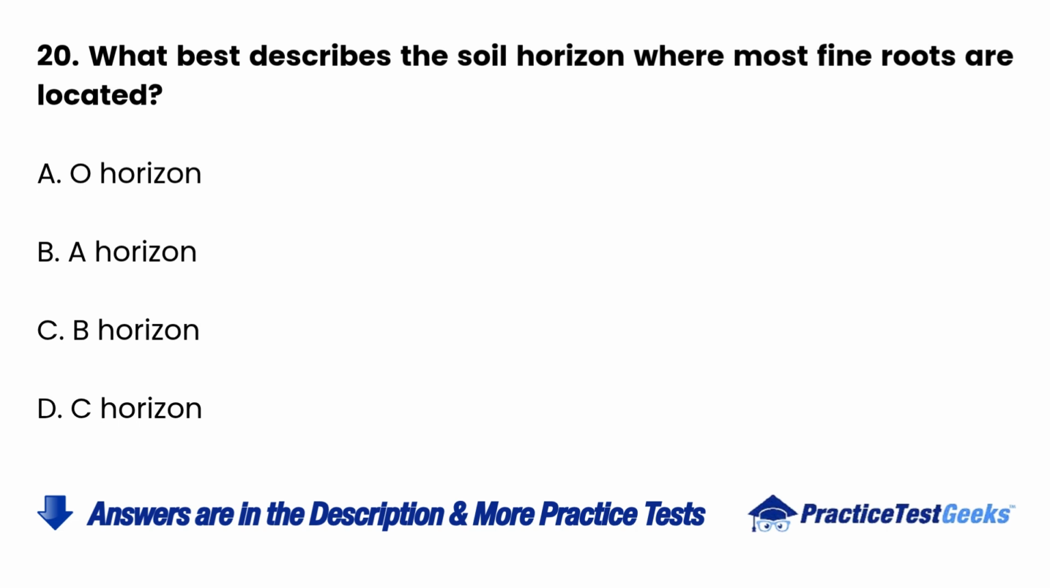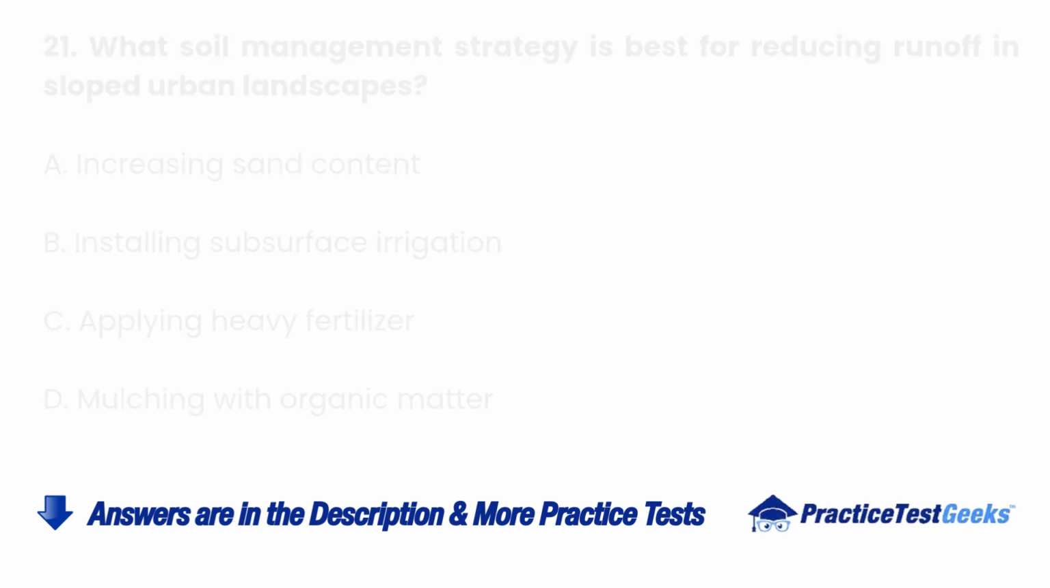20. What best describes the soil horizon where most fine roots are located? A. O horizon. B. A horizon. C. B horizon. D. C horizon.